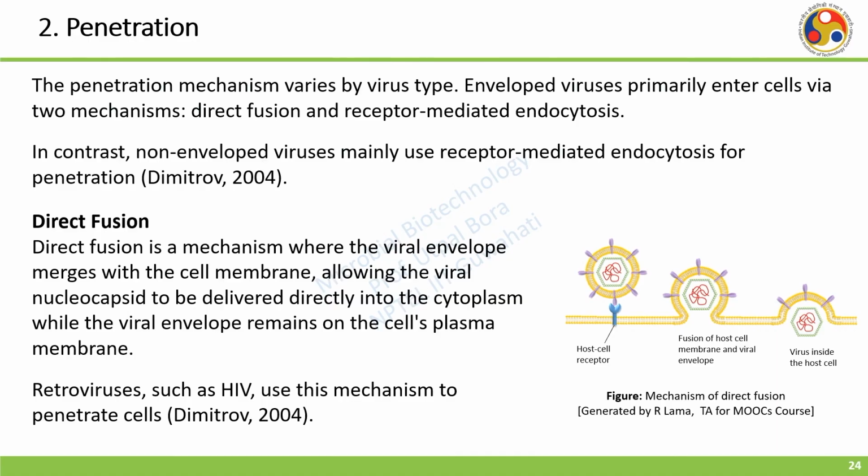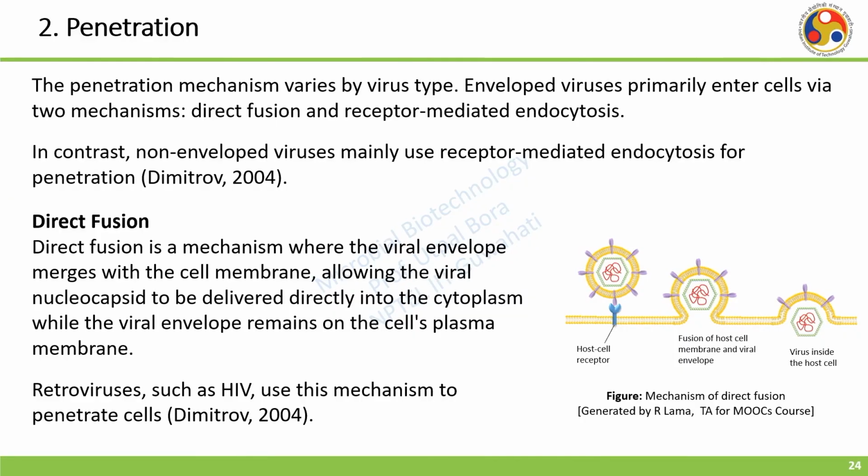Next comes the penetration. The penetration mechanism varies by virus types. Enveloped viruses primarily enter cells via two mechanisms: number one is direct fusion, and number two is receptor mediated endocytosis. In contrast, non-enveloped viruses mainly use receptor mediated endocytosis for penetration. Direct fusion is a mechanism where the viral envelope merges with the cell membrane, allowing the viral nucleocapsid to be delivered directly into the cytoplasm, while the viral envelope remains on the cell's plasma membrane.